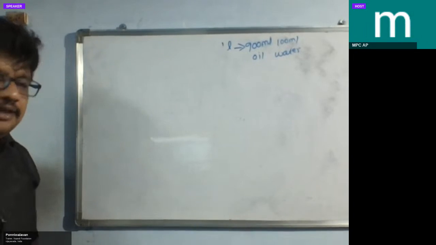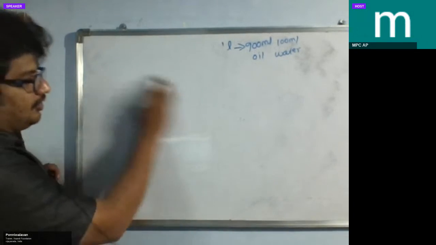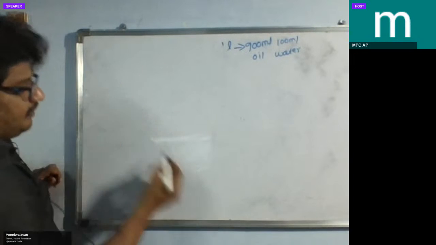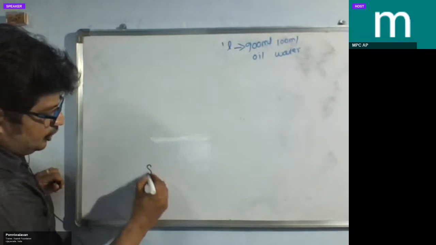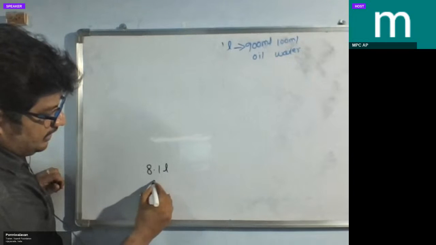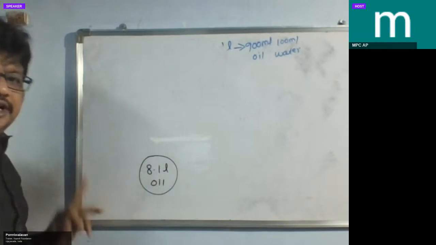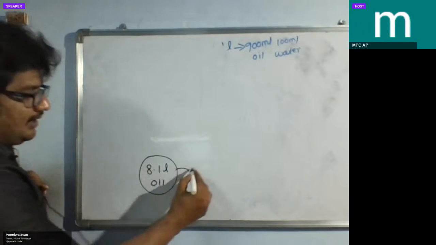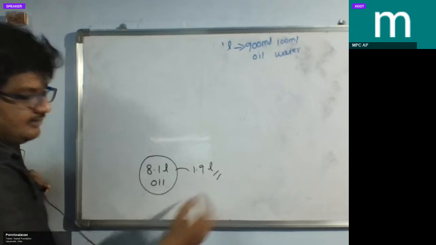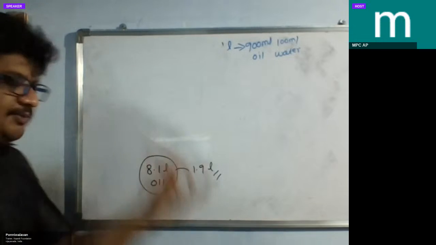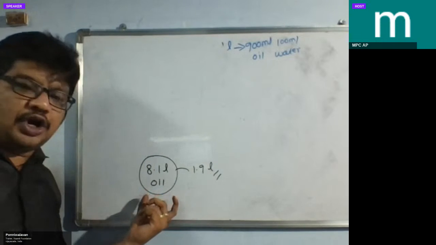Okay. So, for example, here what is the question? After 2 processes we are getting 8.1 liters of oil, right? Remaining are water, 1.9 liters is water. So after some processes, we need to find the pure quantity.